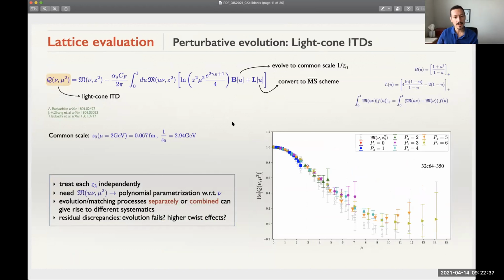Now I should say a few things about the perturbative evolution. So this is the expression up to 1 loop. Here we have 2 terms. The first term is to evolve our data to a common scale, and we also convert them to the MS-bar scheme, which is standard in phenomenology, for example, if we want to compare. Now here we treat each z value independently, and we also perform a polynomial parametrization of our Ioffe time distribution.